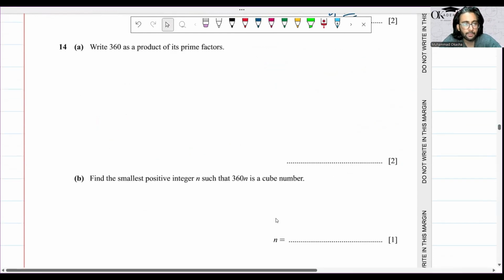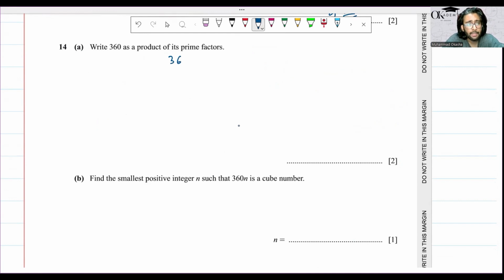Question number 14. Write 360 as a product of its prime factors. How would you do that? Well, we simply follow prime factorization, don't we? 360, we make our beloved table. This is something O-level students do, and IGCSE students too. They find it quite fun. 2, and this will be 180, and 2, this would be 90, 2 again, 45.